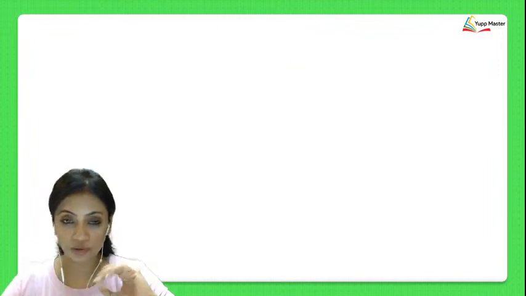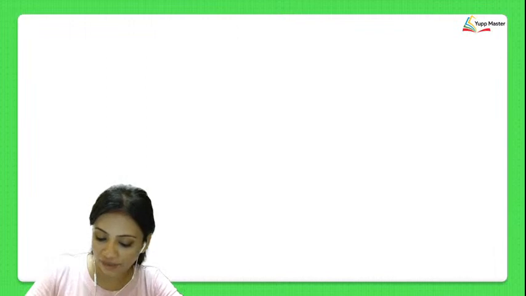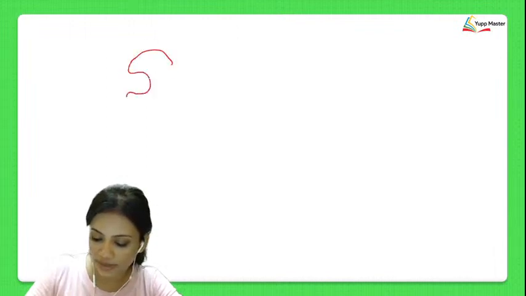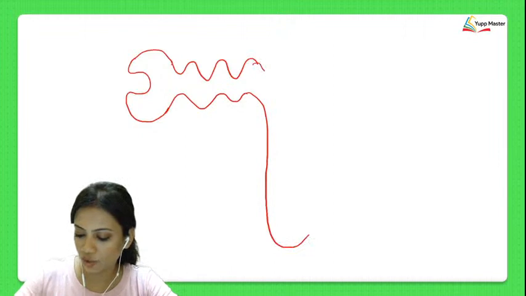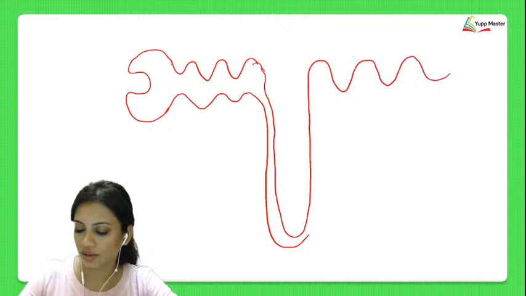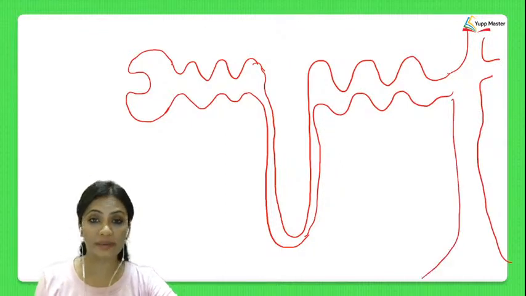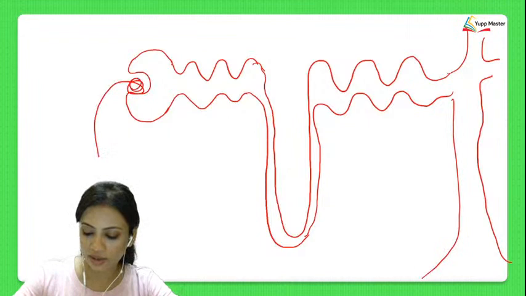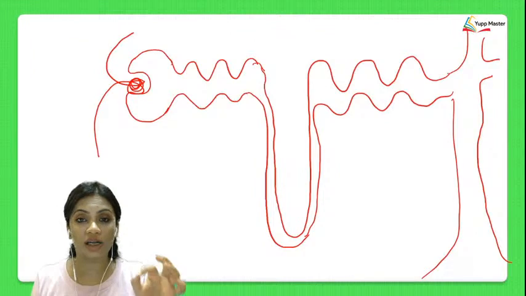Now before we come to that, let me just tell you that when filtration is happening, let's say this is my Bowman's capsule, this is my PCT, and this ahead is my loop of Henle, and ahead will naturally come the DCT. This is a convoluted tubule, and these are the collecting tubules, and this is my collecting duct. Okay, this is my nephron. Here is my glomerulus.